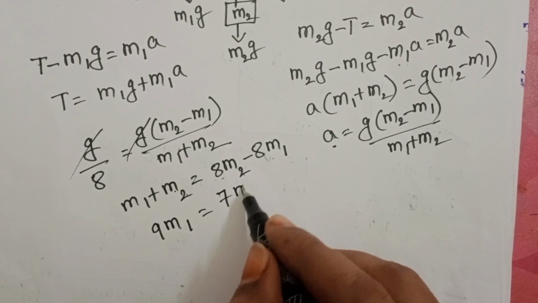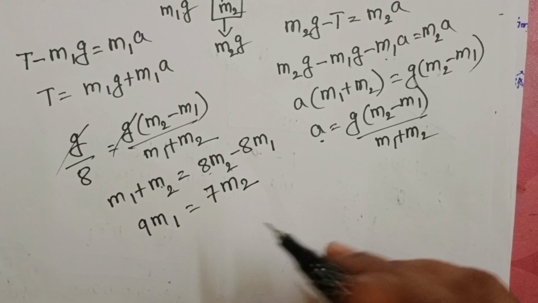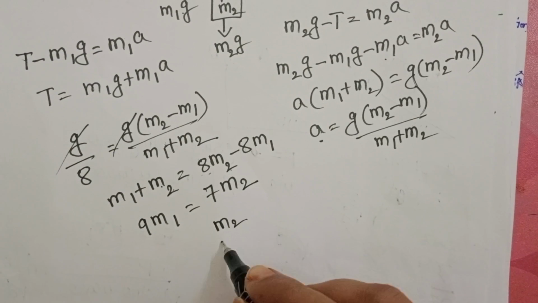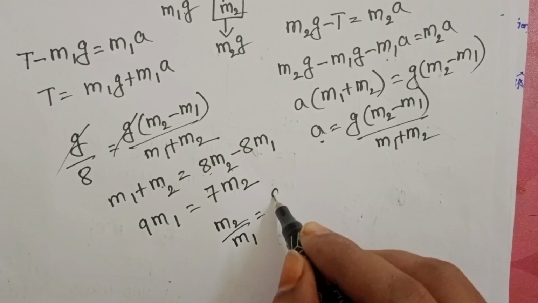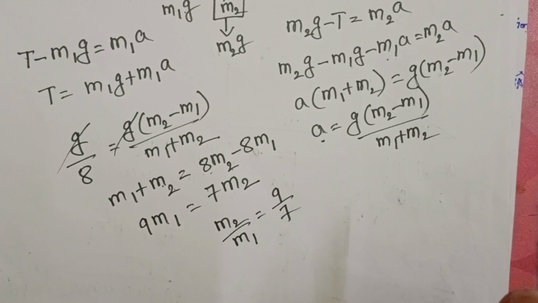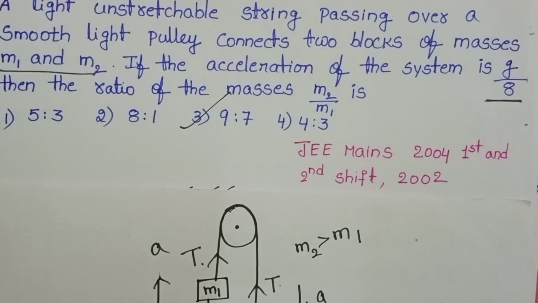It becomes 7 m2. Here we want the ratio of m2 by m1. So m2 by m1 is equal to 9 by 7. 9 is to 7. Third option is correct.